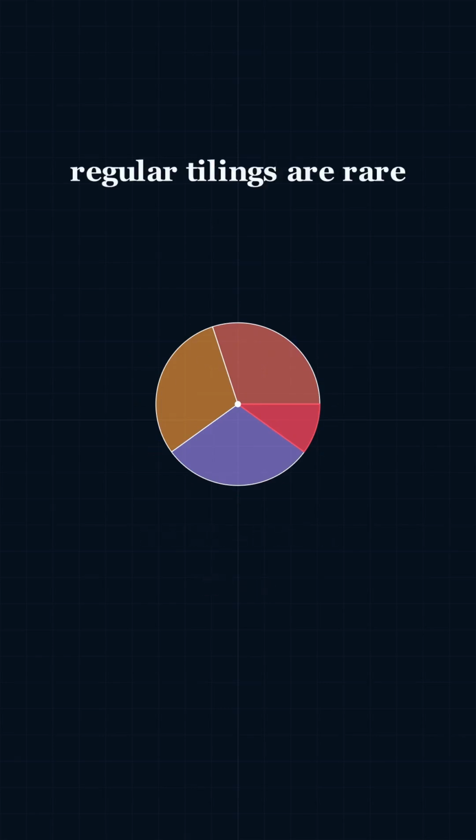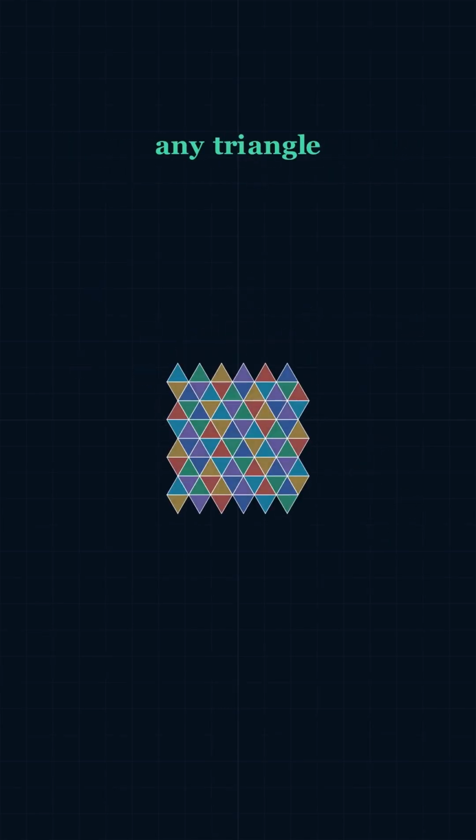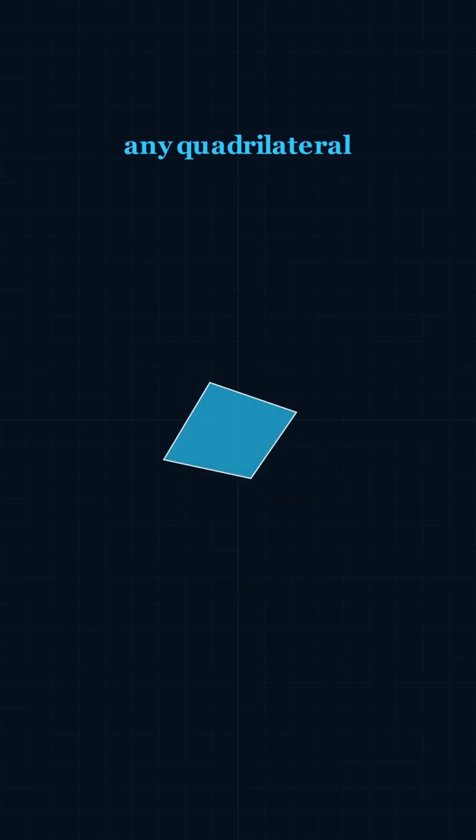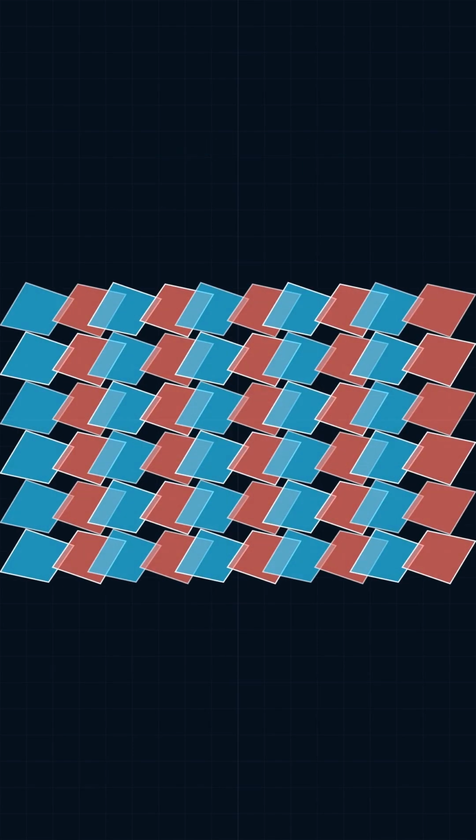So regular tilings are rare, but irregular tilings are almost too easy. Any triangle can tile the plane, any quadrilateral can too. Take a random 4-sided shape, make a copy, rotate it 180 degrees. Its opposite sides line up automatically. Repeat that pattern forever and the plane fills.